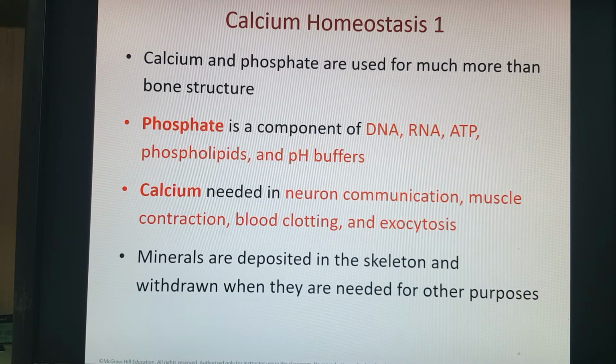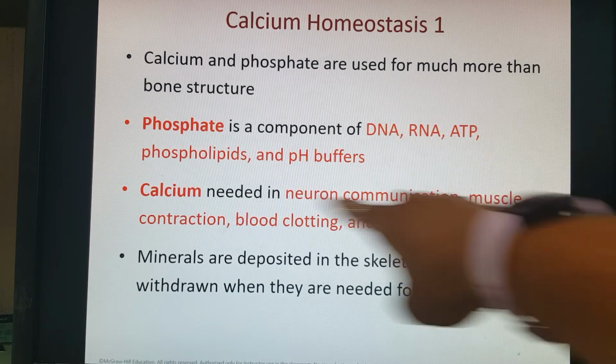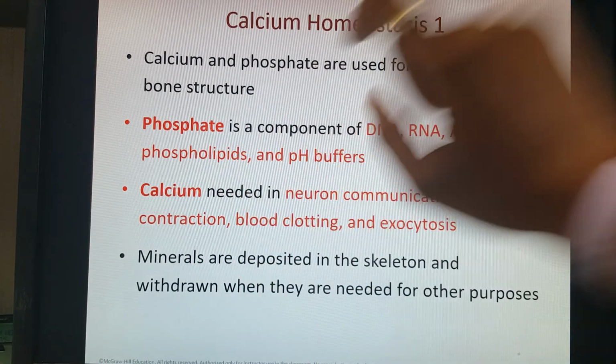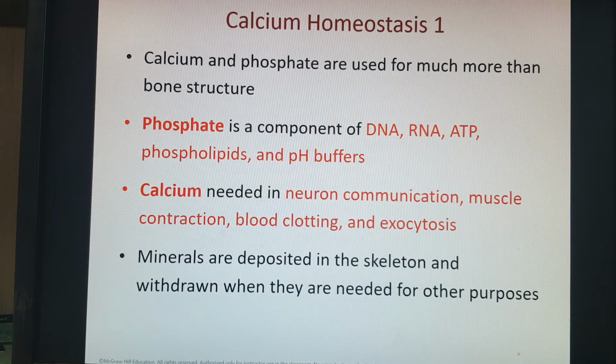Okay, so with our skeleton basically acting as a mineral bank, it also helps with calcium and phosphate homeostasis. So we're going to focus on calcium first. The reason why we need both calcium and phosphate is because phosphate is part of our different nucleic acids, our phospholipids that make up all of our cell membranes, and works as a buffer for pH, maintaining our body's correct pH. Calcium, what do we need that for?